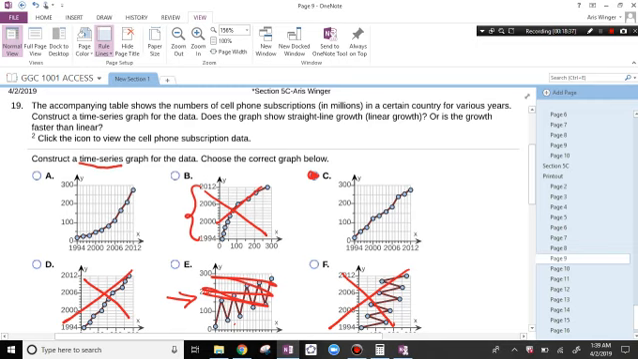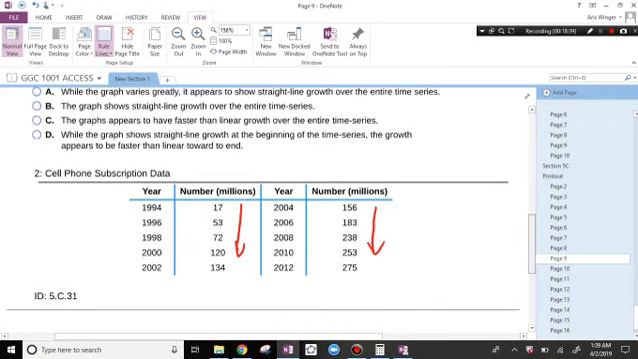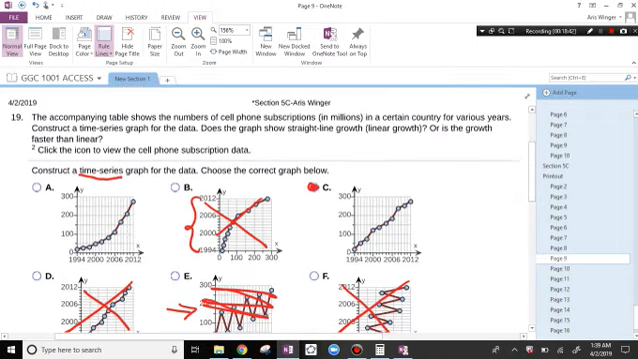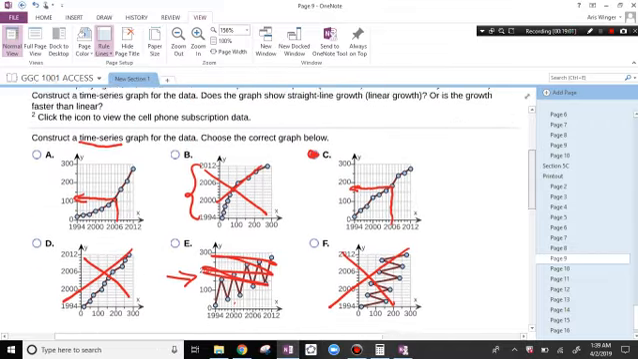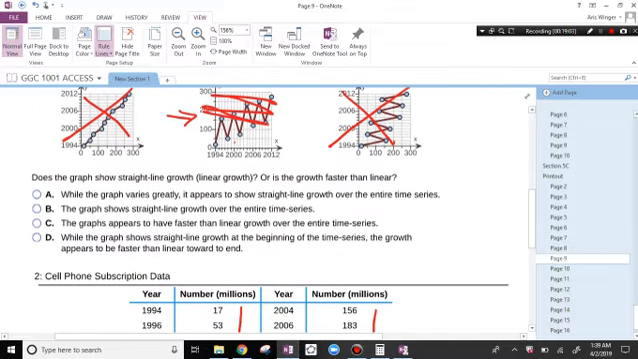Let's see if we can get an idea. Maybe it's in 2006. In 2006, there are 183. This number is not 183. 183 is closer to 200. In 2006, that does look like 183. That looks like it's C. The graph shows a straight line growth over the entire time series. Looks like a straight line.